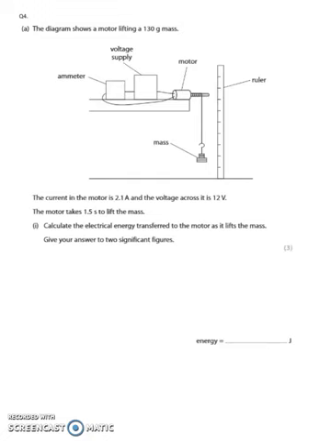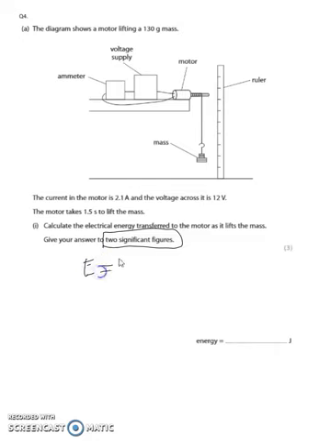This is Trial Exam 2019, ST&SP paper, question number 4. The diagram shows a motor lifting a 130 gram mass. The current in the motor is 2.1 amps and the voltage is 12 volts. Calculate the electrical energy transferred to the motor as it lifts the mass. It says specifically 2 significant figures here.